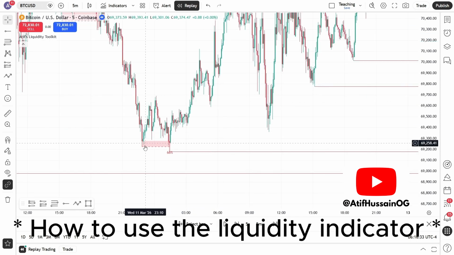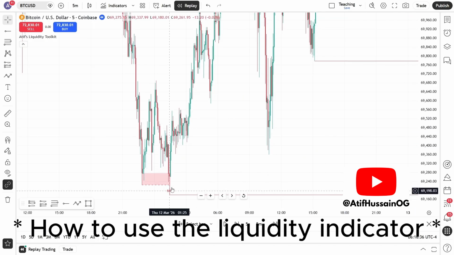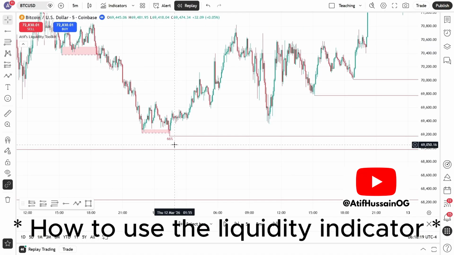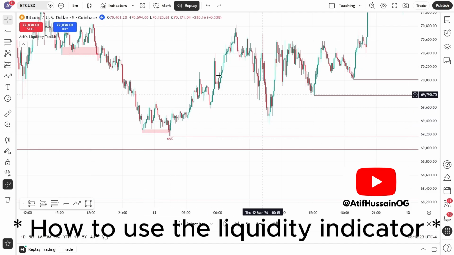So this red shaded box, this is the sweep, and the gray shaded box, this is the actual sweep itself, right? This wick goes just below it and it quickly and aggressively shoots off. That is what a liquidity sweep actually is. The AI is only considering this time frame, right? So it's going to give you the win rate based off just this time frame alone.